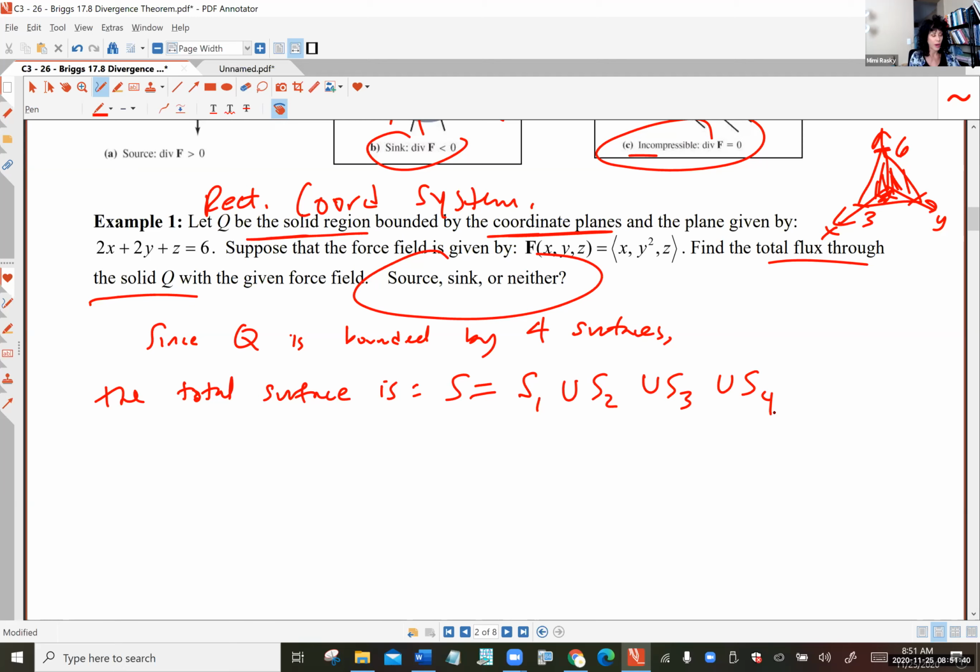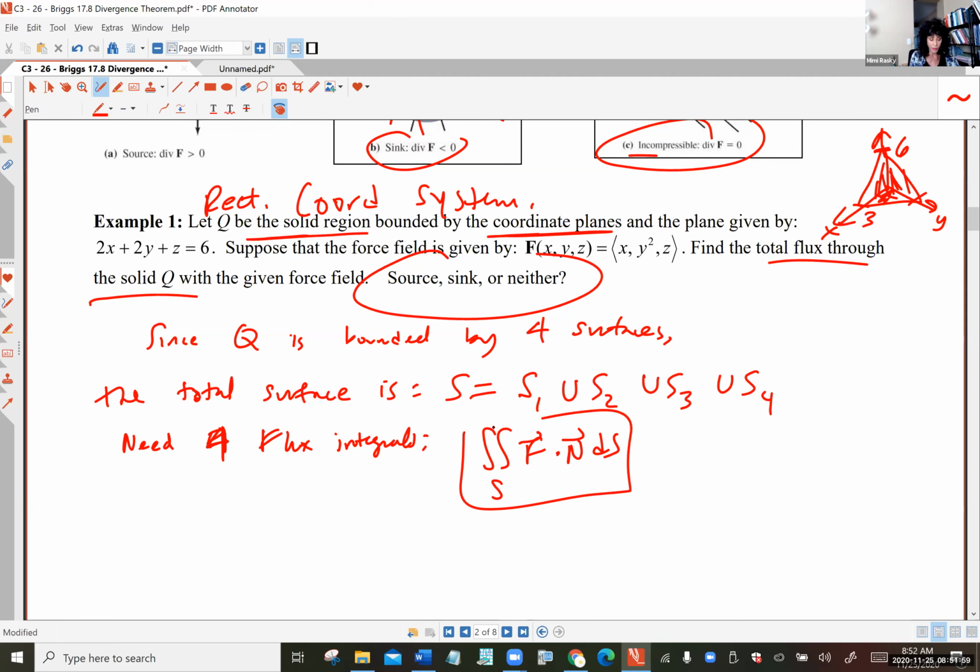So that would be a real drag. In other words, I would need 4 flux integrals, which look like this. We only did one example Monday, but you got to know how to do this for your midterm. Practice, practice, practice. It has this look. You have to do 4 different ones: one for S1, one for S2, one for S3, one for S4. Add up all the results, get the total flux. That would be painful.